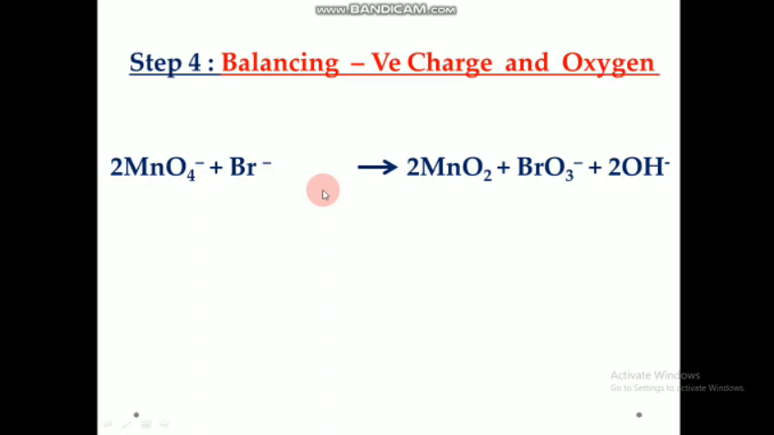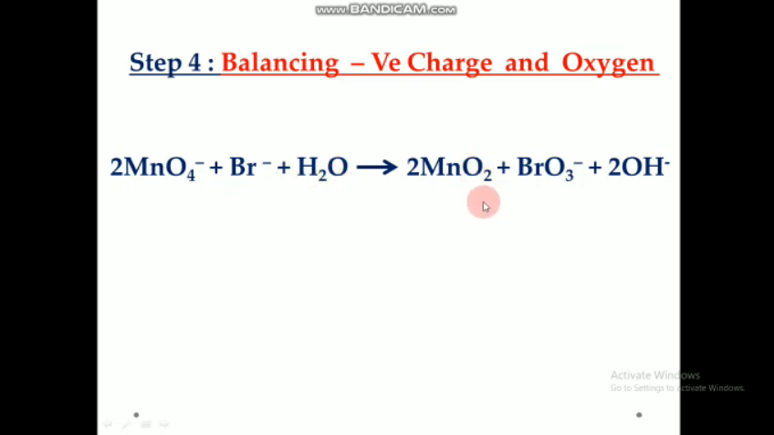So similar to that of acidic medium, however much oxygen we need, the same number of water we can add on either of the sides. So to balance the negative charge, we added OH minus, and now to balance the number of oxygens, we can add as many water molecules as we want. So here we have 9 oxygens and here we have 8 oxygens. So one more oxygen is less here. So that's why we can add one more H2O to this side. So that will become 9 oxygens on both sides.